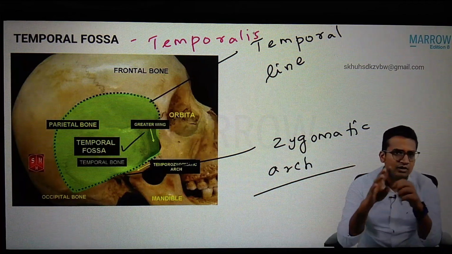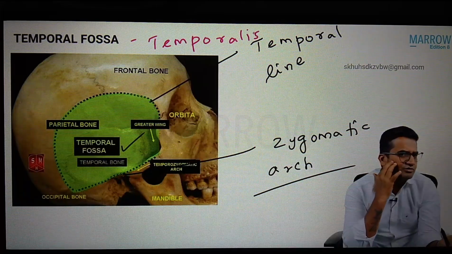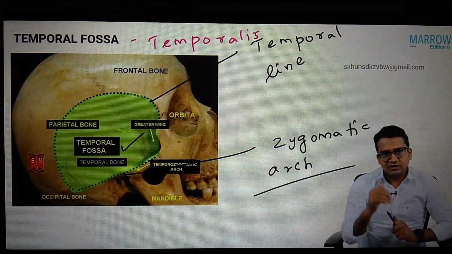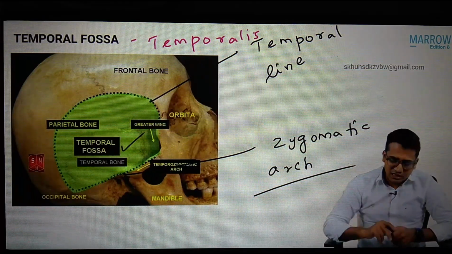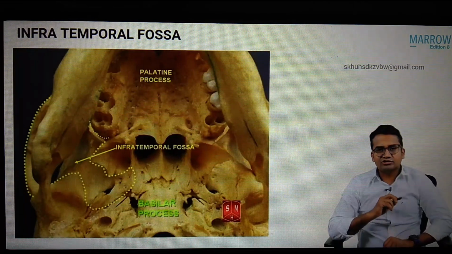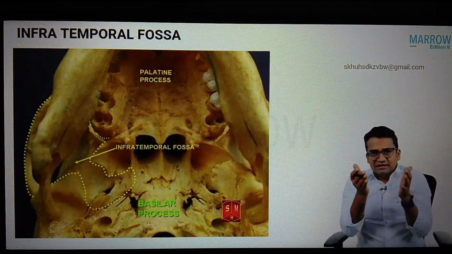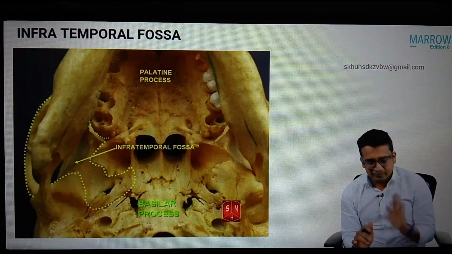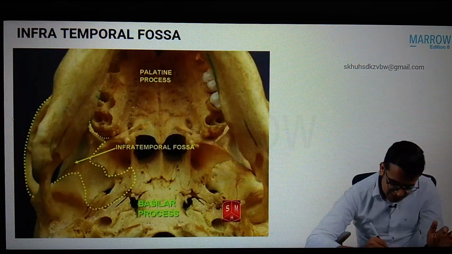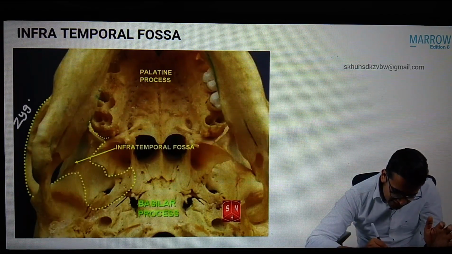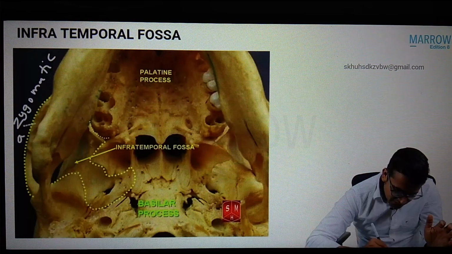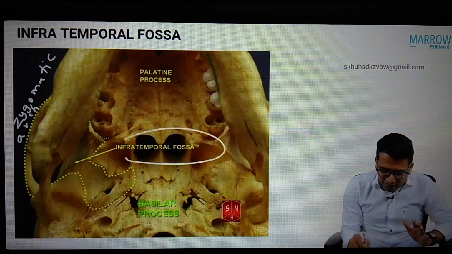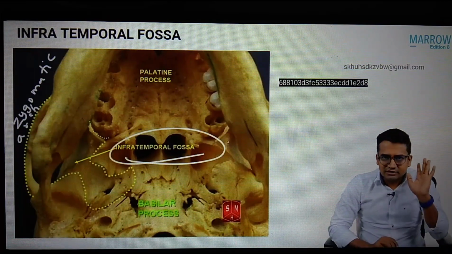I told you the lower boundary of the temporal fossa is the zygomatic arch. Now, below the zygomatic arch, we have a space. That space is present below the temporal fossa, so that fossa is called the infratemporal fossa. Now see the diagram. In this diagram, we are seeing the inferior view of the skull, from the inferior side. This dotted line is our zygomatic arch. Below the zygomatic arch, below the temporal fossa, we have the infratemporal fossa. That is the point. Clear?